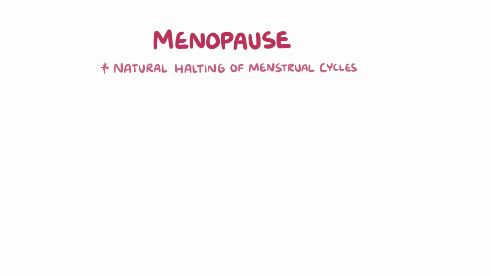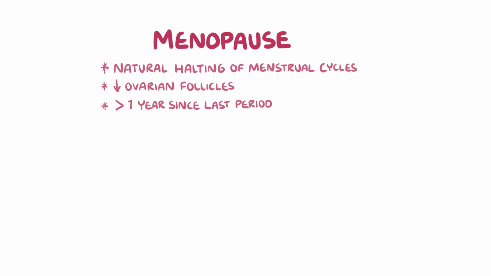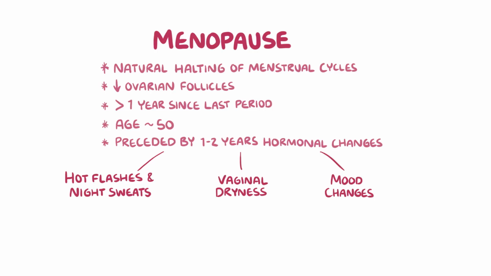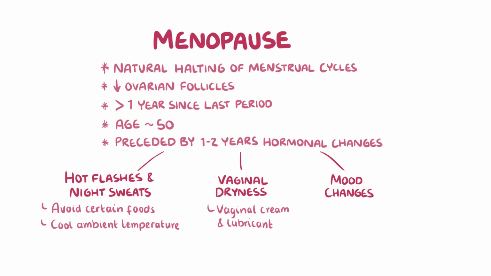Okay, so let's wrap up the key points. Menopause refers to the natural halting of the monthly menstrual cycles, and this is because of the depletion of ovarian follicles. It's usually considered that a woman has entered menopause when more than 1 year has passed since her last menstrual period. This usually happens around the age of 50, and it's preceded by a couple of years of hormonal changes that may manifest as hot flashes and night sweats, as well as vaginal dryness and mood changes. Avoiding certain foods and maintaining a cool ambient temperature, using vaginal creams and lubricants, as well as certain medications can help manage the symptoms of menopause.